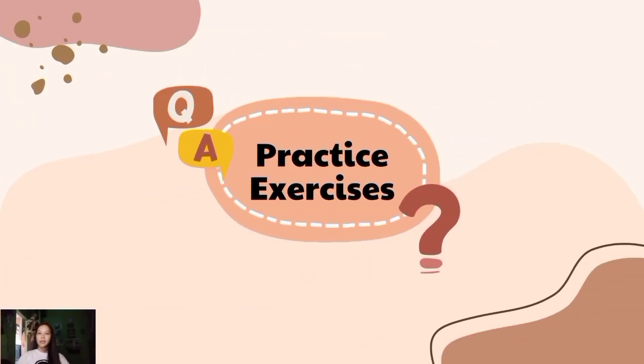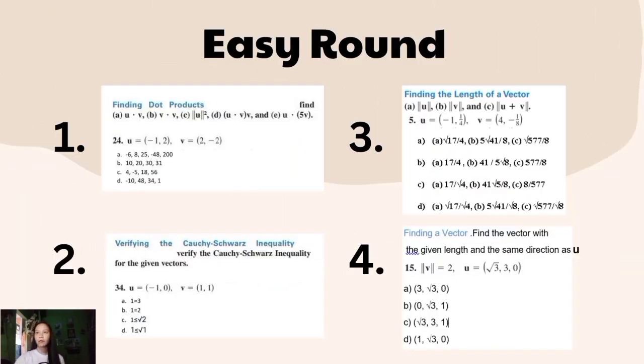So here are the practice exercises that we prepared to assess the learnings that you gained from our discussion. In the easy round, you are going to find the dot product, verify the Cauchy-Schwarz inequality, find the length of a vector, and find a vector. These are multiple choice.